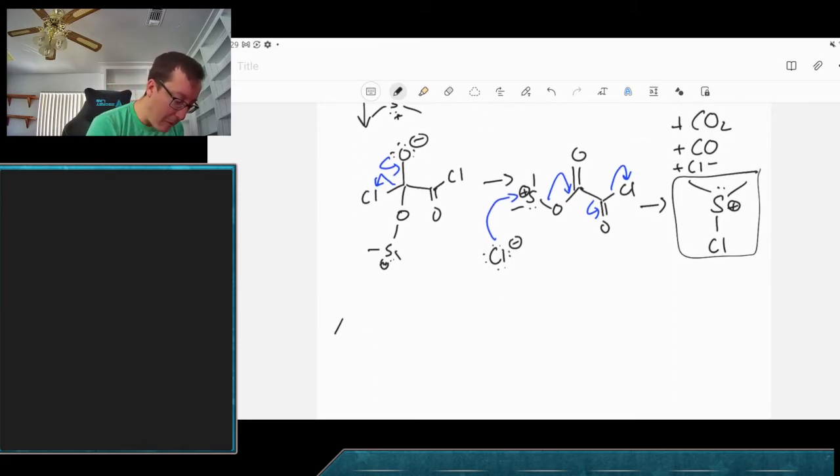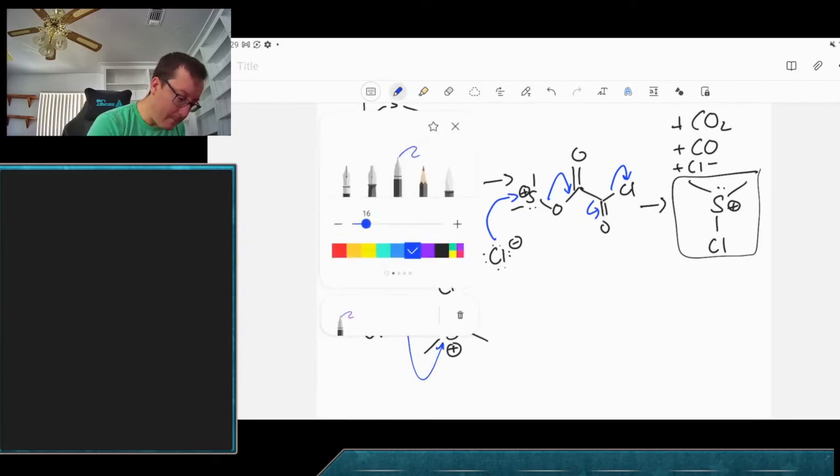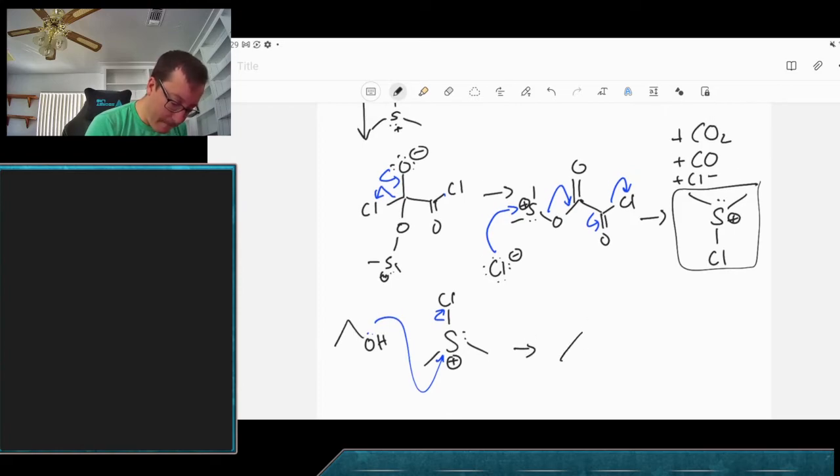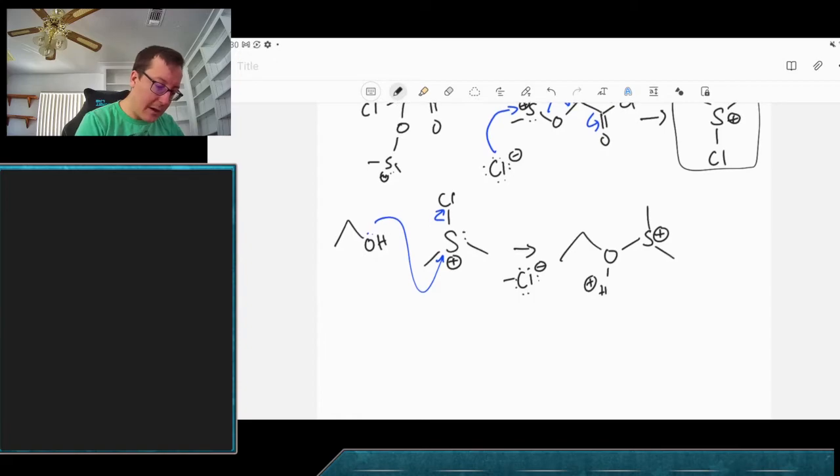Because now we can take our alcohol and it is going to attack the positive sulfur, kicking out the chlorine. All right, so we lose another chloride. We now have our alcohol attached there. We have our base, which comes in and deprotonates. So we'll lose our base there.